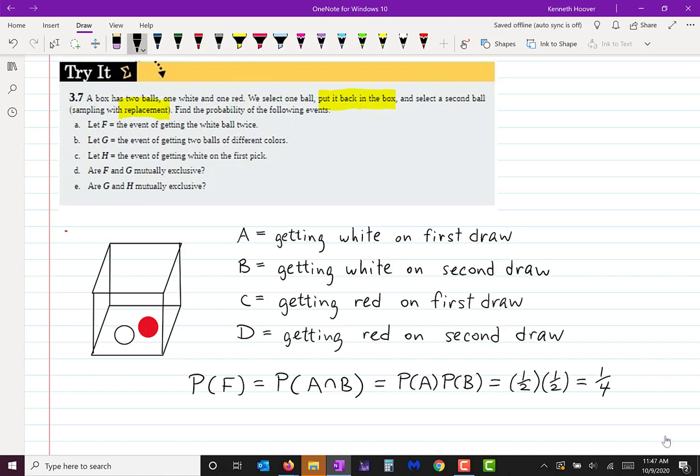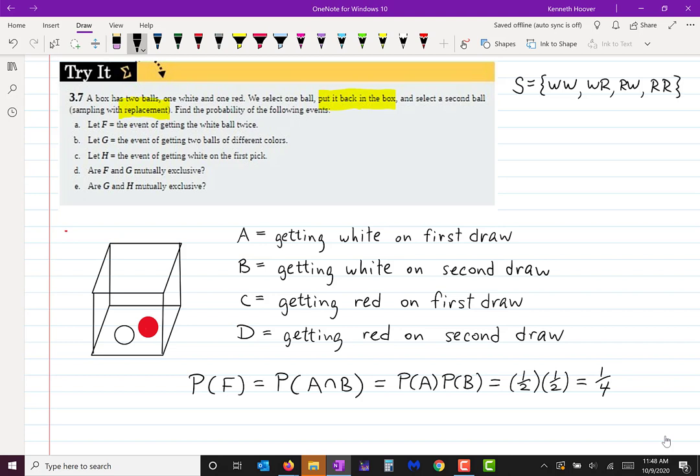Okay, you see, knowing those formulas makes the problem a lot faster than actually counting every possibility. Another way to do this problem would have been to write down the sample space. I'll put it over here in this area. Here's the sample space. We could have gotten white and then white, or white and then red, or red and then white, or red and then red. So there's our sample space.